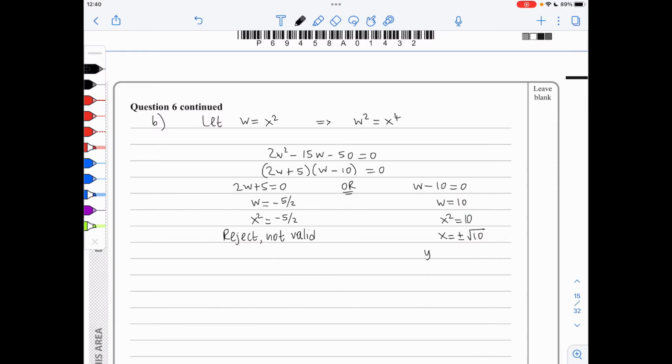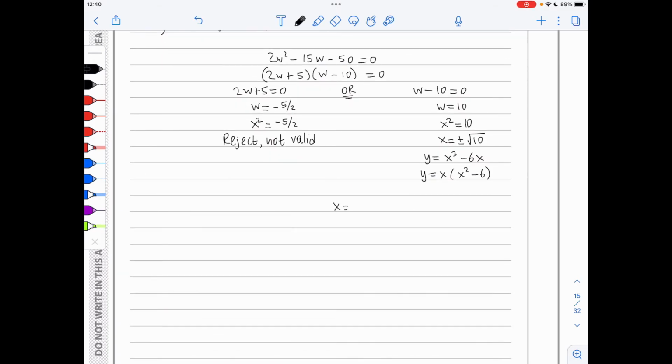We know that y is x cubed minus 6x. It makes sense to write this as y is x(x squared minus 6). It will make the calculation of the y values a bit easier. So when x is root 10, we get that y is root 10 times (10 minus 6), since x squared is 10. So this is 4 root 10. Whereas when x is minus root 10, we get y is minus root 10 times (10 minus 6), which is minus 4 root 10.